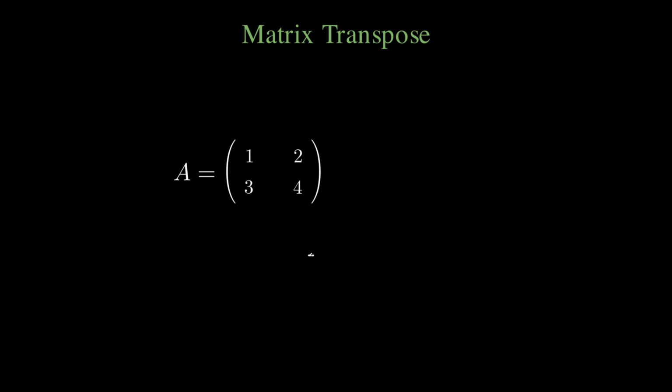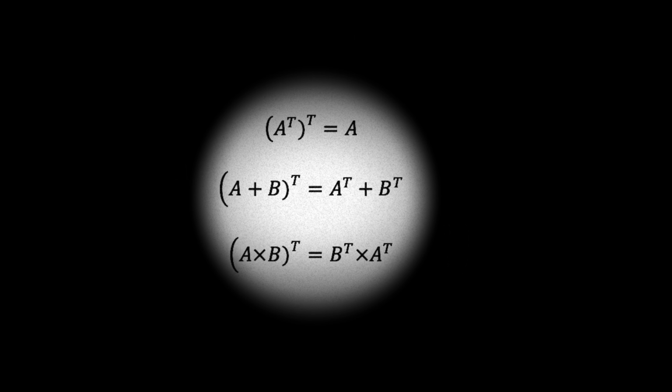Matrix transpose, denoted A^T, swaps rows and columns. For example, A^T is 1, 3 over 2, 4. Properties: transposing twice returns the original, and it's compatible with addition and multiplication.